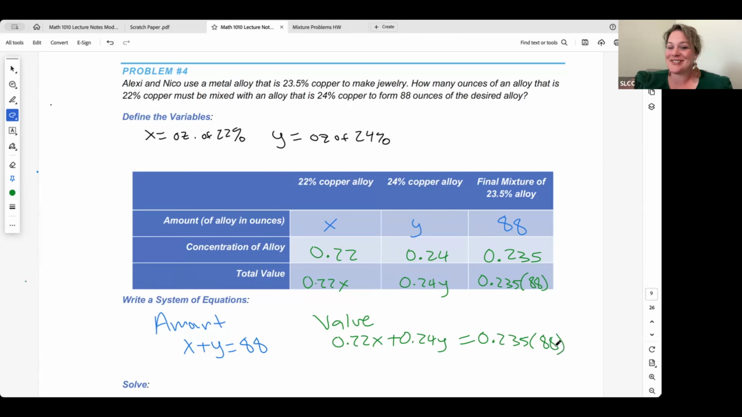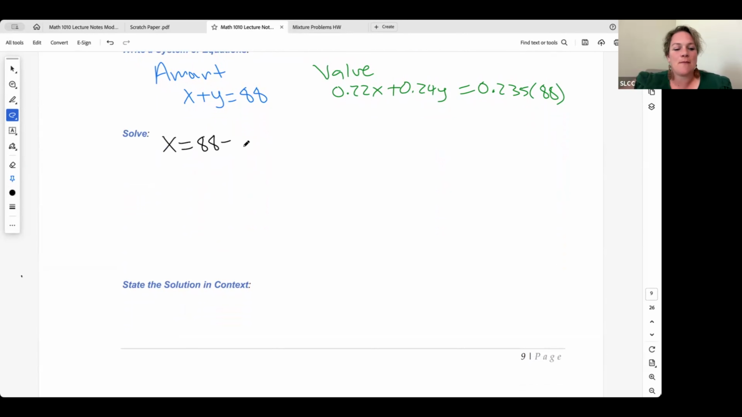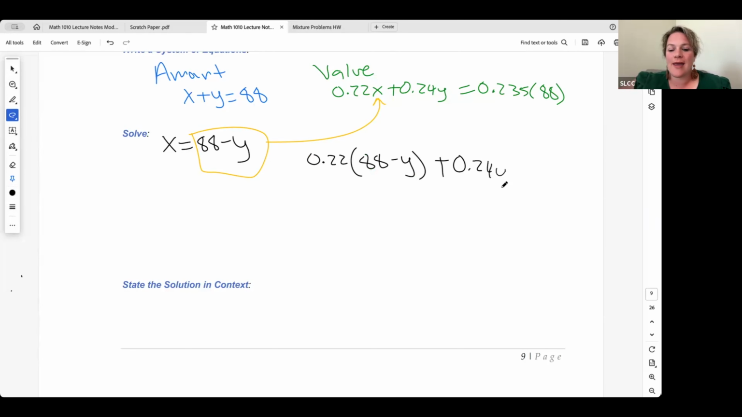Now that we have the hard part done of setting up the equations, we can solve using substitution. So let's take the amount equation and substitute it into the value. So x will be 88 minus y, and we can take this and plug it in. We'll have 0.22, instead of x, we'll plug in 88 minus y, and then 0.24y. And let's go ahead and multiply. So 0.235 times 88 gives you 20.68.